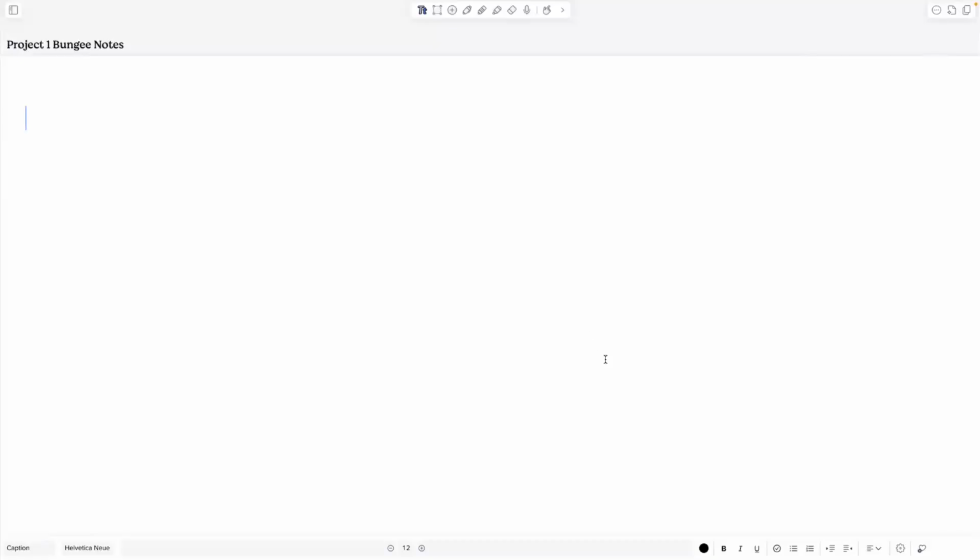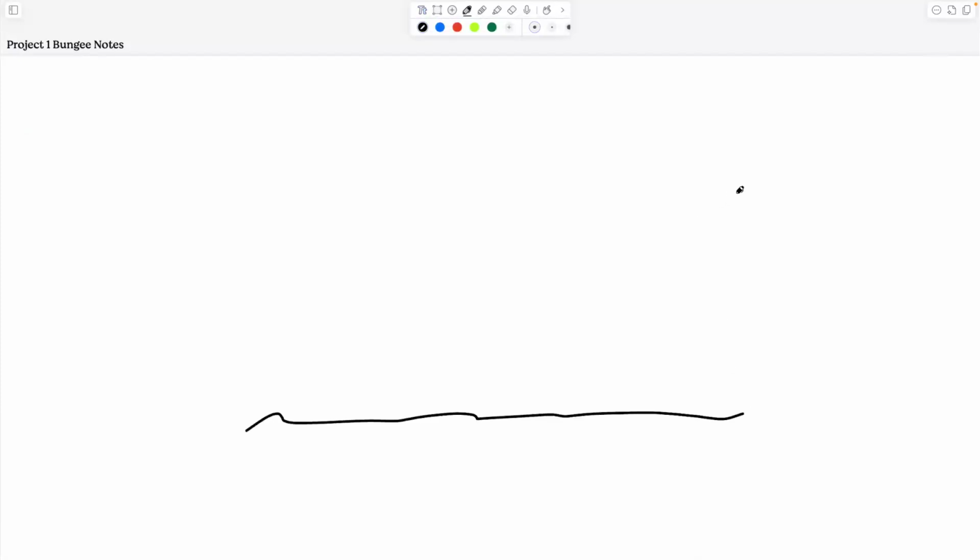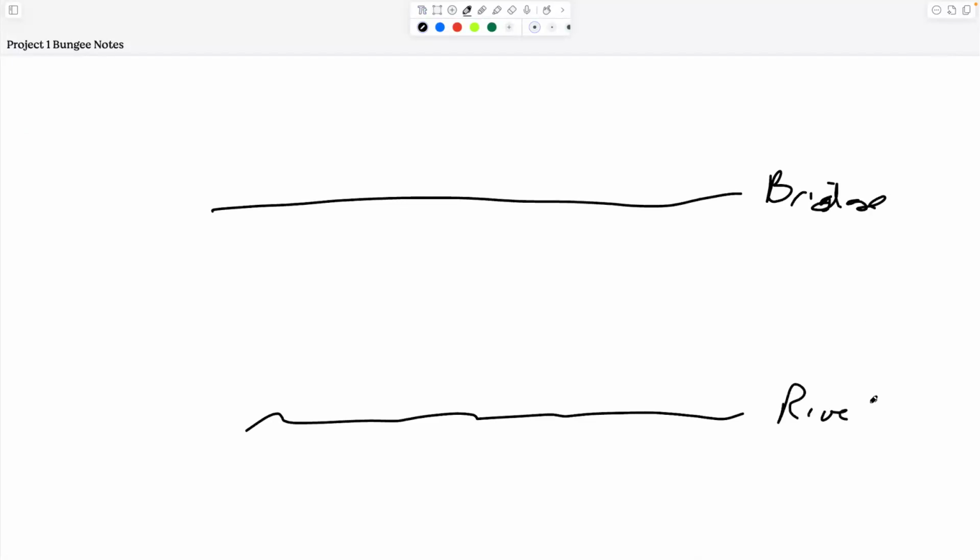Okay, the bungee jumping project. So here's the idea. You've got, say, your river down here, and some bridge up here. I'll label all this for you. And here's the river, and you've got your person up here that's going to bungee jump.